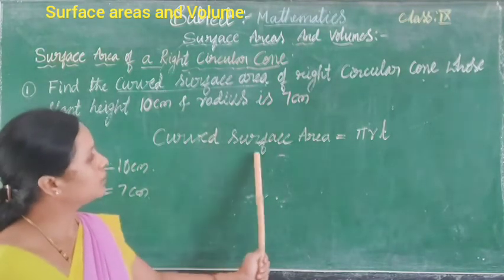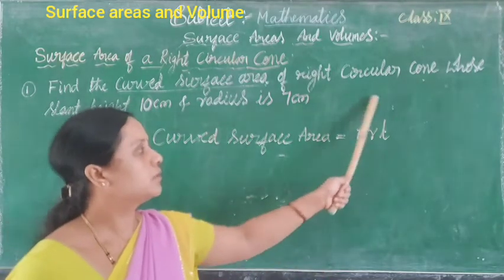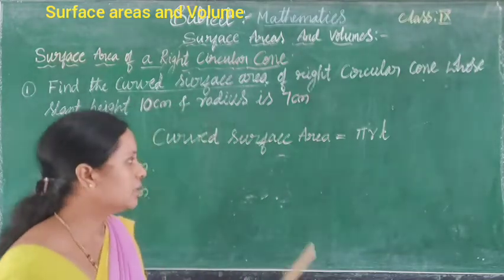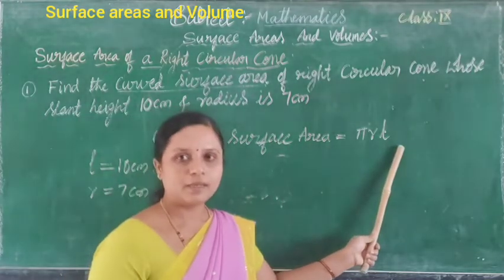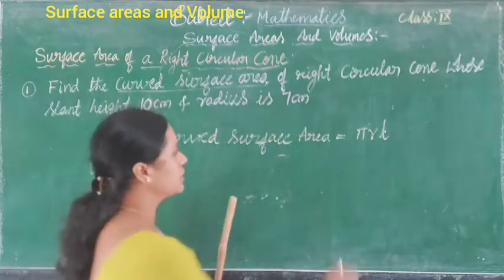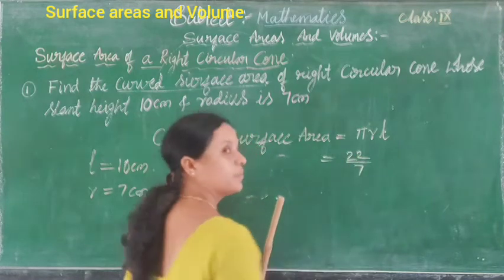We have to find the curved surface area of a cone. What is the formula to use to find the curved surface area? S, that is pi r L. What is pi? Pi is a constant term. The value of pi is 22/7.